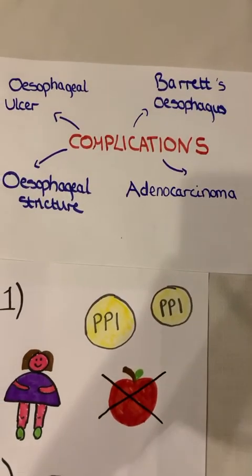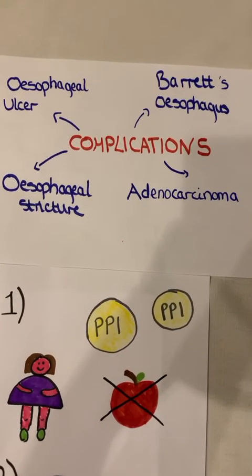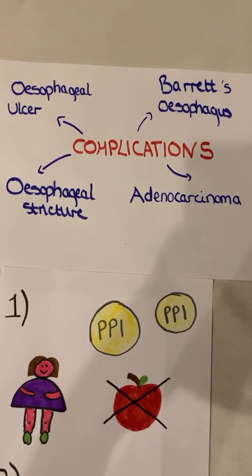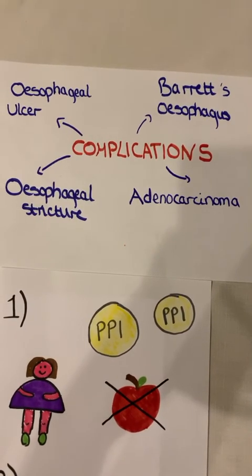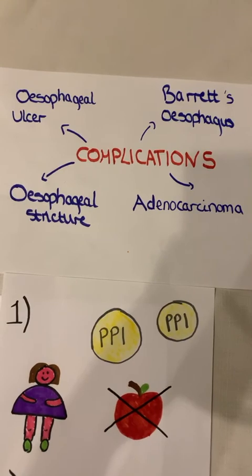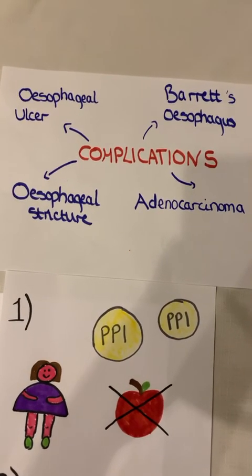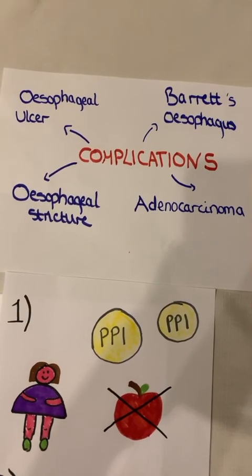Complications of GORD include esophageal ulcers, hemorrhage or perforation, esophageal stricture due to the collagen deposition while the esophagus is trying to heal from the damage that acid has caused, Barrett's esophagus, which is when there is metaplasia of the cells in the esophagus, or an adenocarcinoma.